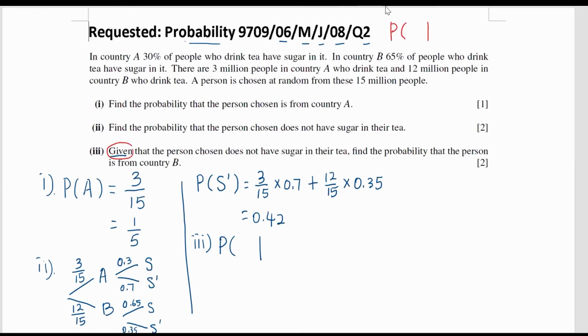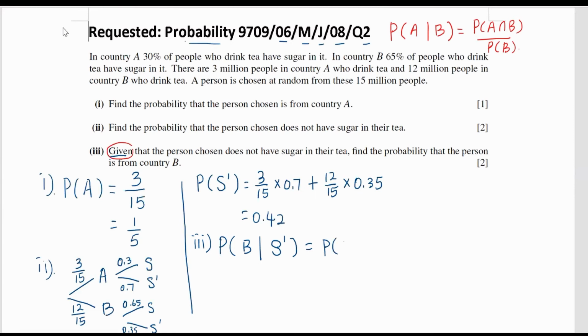When anything is given, you put it at the back. If I want to find the probability of A given B, then the formula is probability of A intersect B over probability of B. According to this question, given the person chosen does not have sugar in it, so S prime. We are finding the probability the person is from country B. So this is what we want.